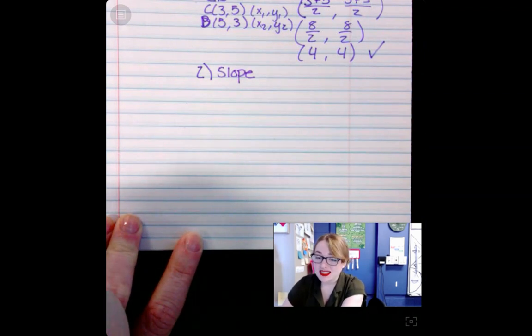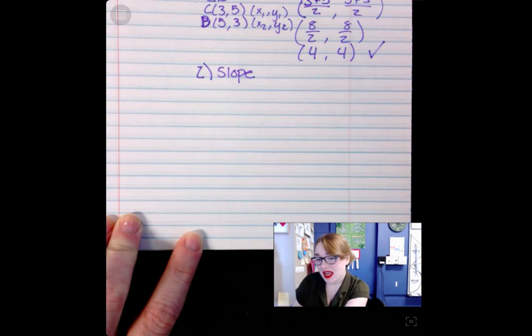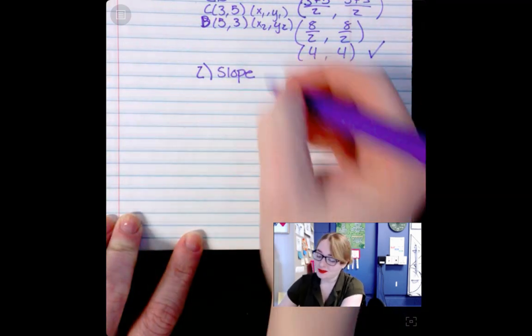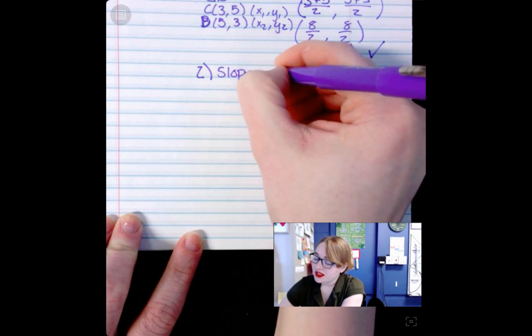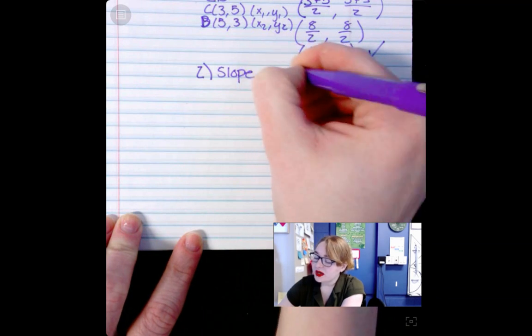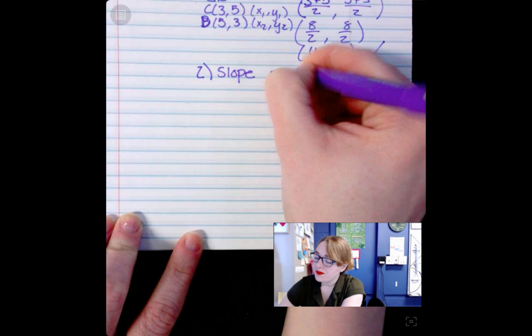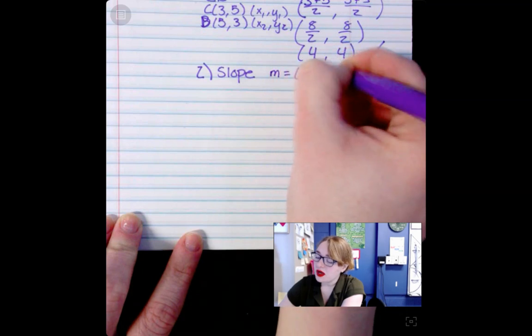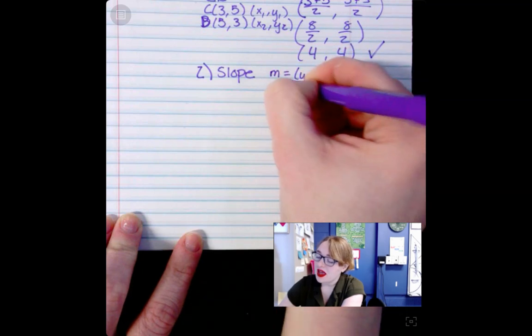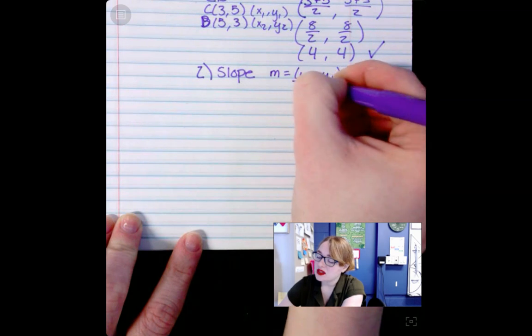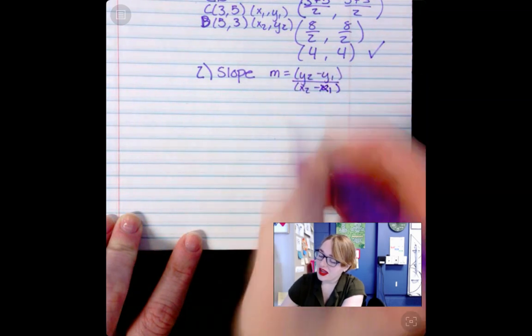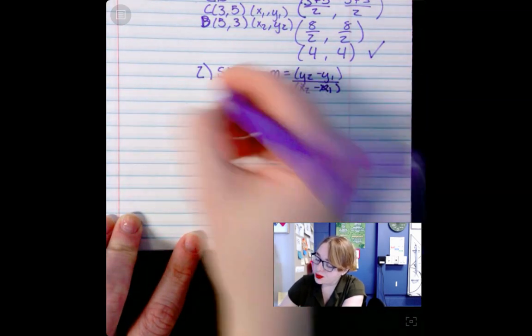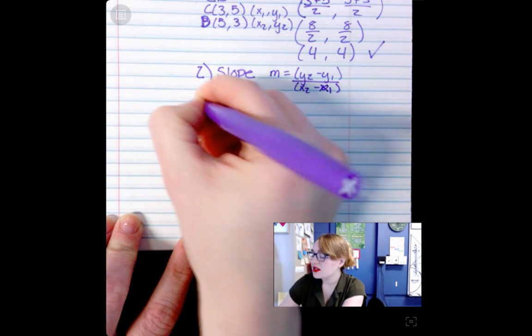Remember, when lines are perpendicular, they don't have the same slope, they have the opposite reciprocal slope. So one's positive, one's negative, and one looks like it's been flipped on its head. Okay, so our slope formula, since we haven't seen that today, is lowercase m is equal to y2 minus y1 divided by x2 minus x1. Okay, so we're going to find our slope of AD first.